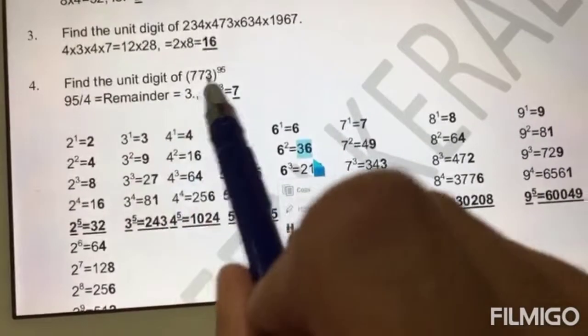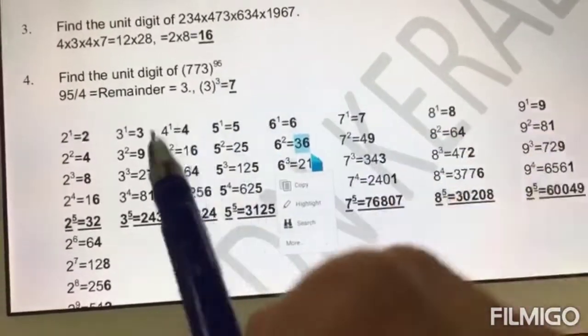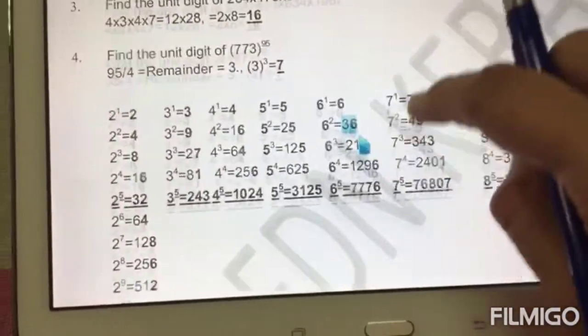This is a shortcut way of doing this. The other way is to solve it completely, which will take you time. So this is a shortcut. You should know this.